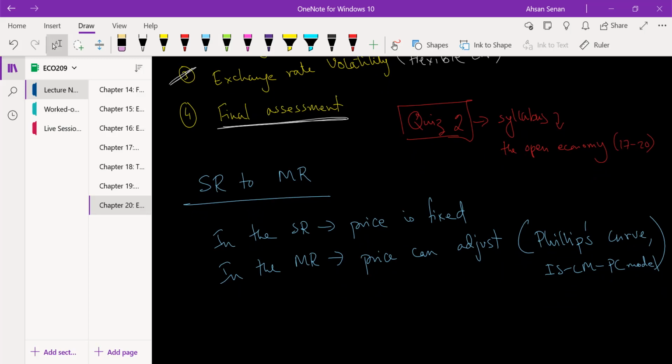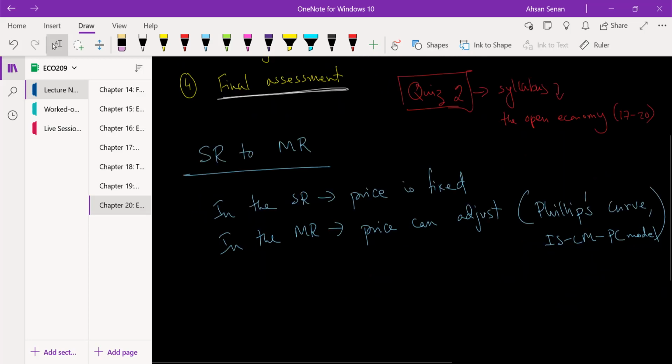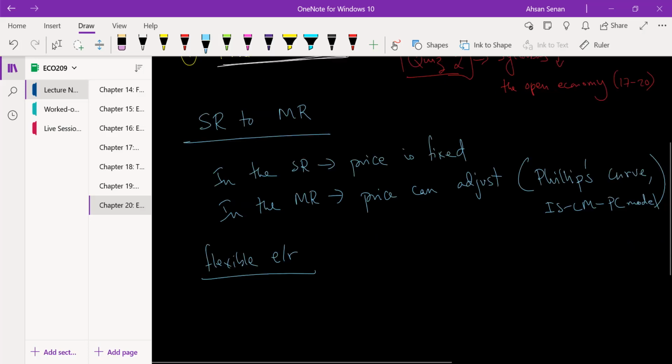Okay. Now here's the thing. If we have a flexible exchange rate regime, which means that the country allows its exchange rate to fluctuate, to fall, rise, whatever it may be. And of course, in Bangladesh, we do follow a flexible exchange rate. The value of taka with respect to, let's say, the dollar, for example, goes up, goes down, it fluctuates.